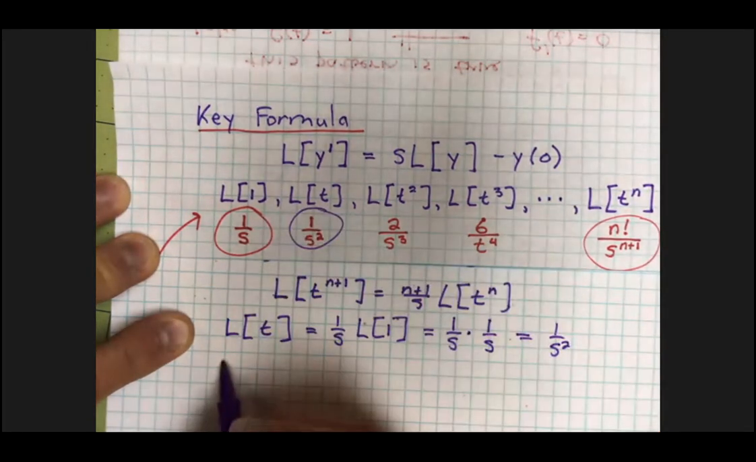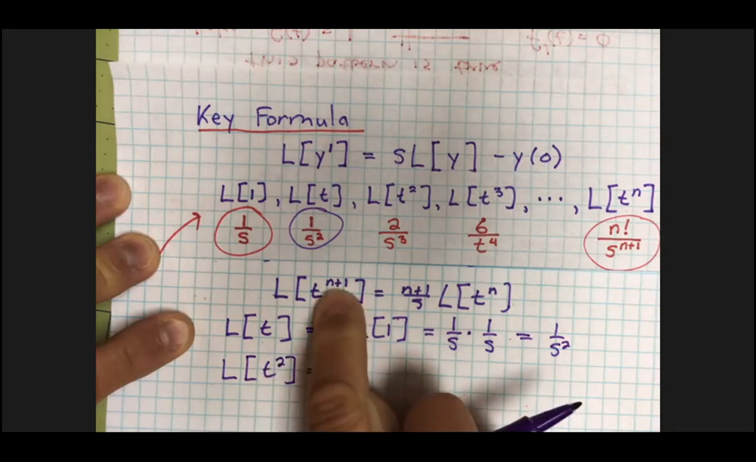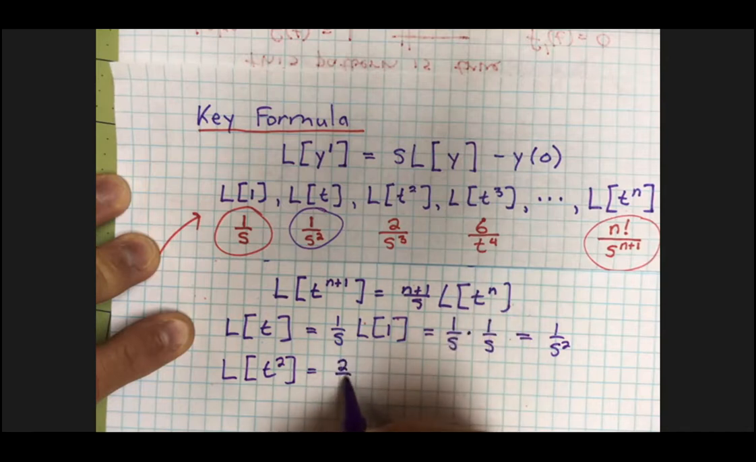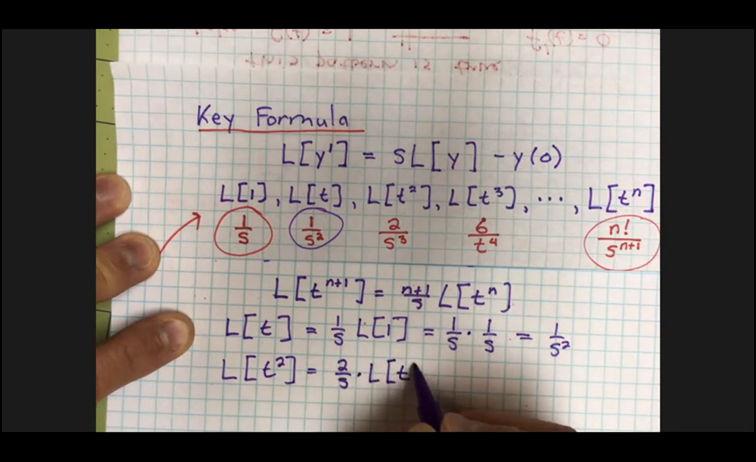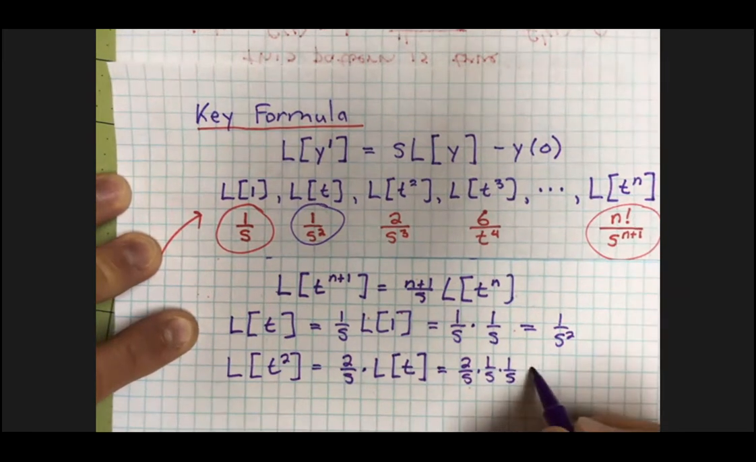Got it. Let's do the Laplace transform of t squared. That's when n equals 1. So let's put a 1 in for n. I get 2 over s times the Laplace transform of t to the 1. But I've already done the Laplace transform of t to the 1. It's 1 over s squared. I mean, literally, it's 2 over s times 1 over s times 1 over s. Or I could have written 1 over s squared. What is that? 2 over s cubed.